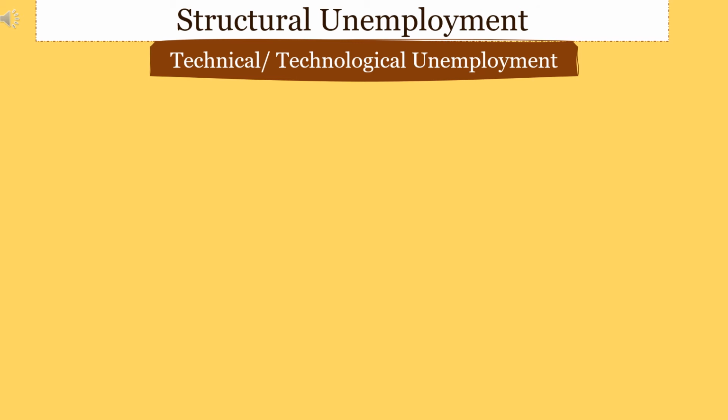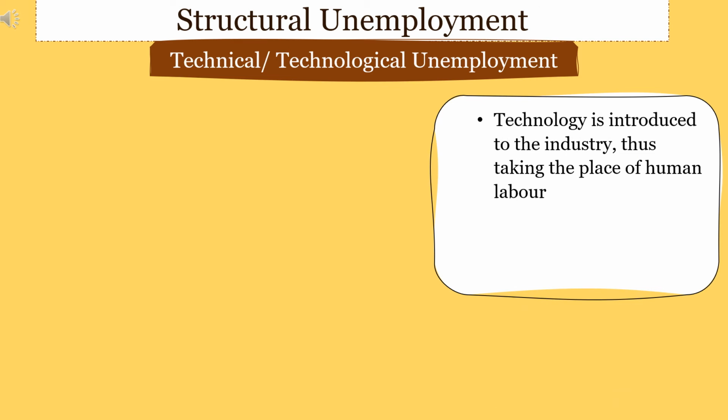Still under structural employment, we're going to look specifically at technical, or you may see it called technological unemployment. Technological unemployment occurs when technology is introduced to an industry and thus it takes the place of human labor. So, we'll look at agriculture once again.